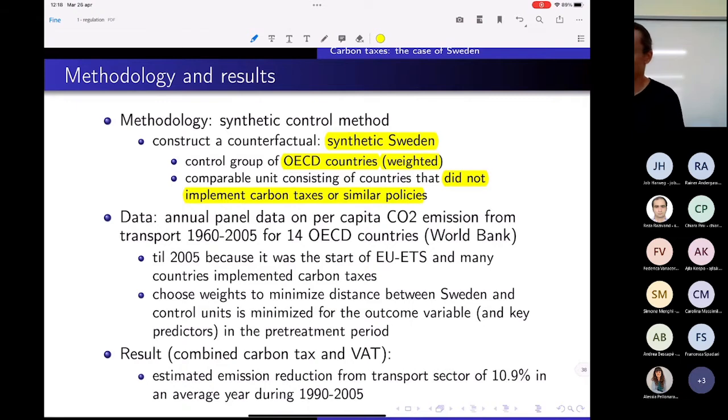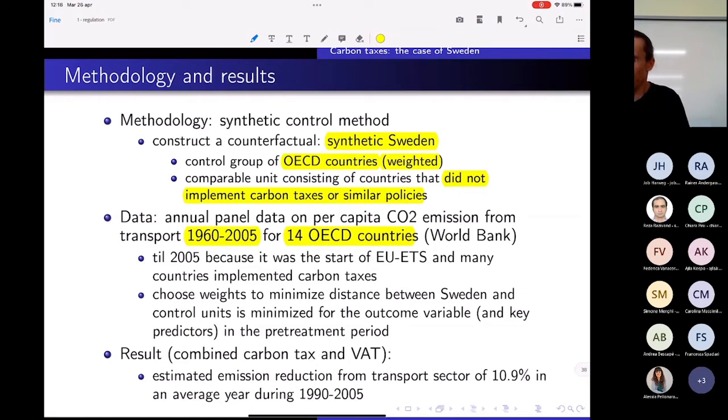Here you take data from 1960, because clearly the treatment occurred in 1990, but you want to create synthetic Sweden by looking at data previous to the treatment. That's why you need a longer time span. And they took 14 OECD countries, with data from the World Bank.